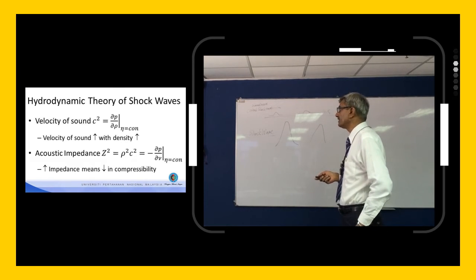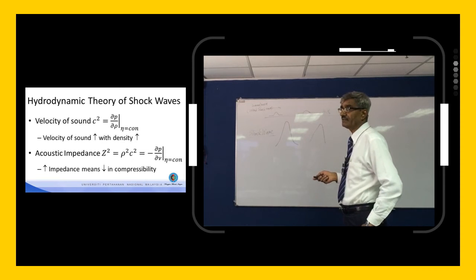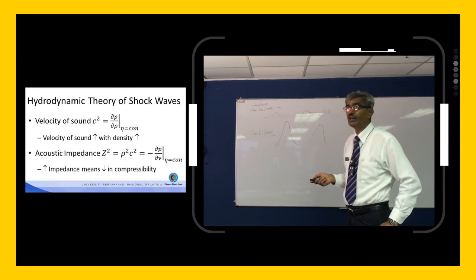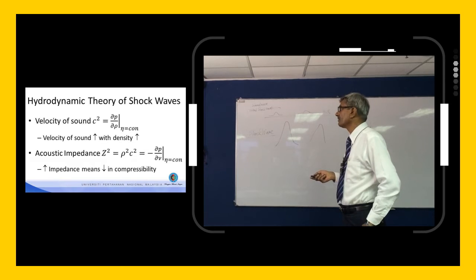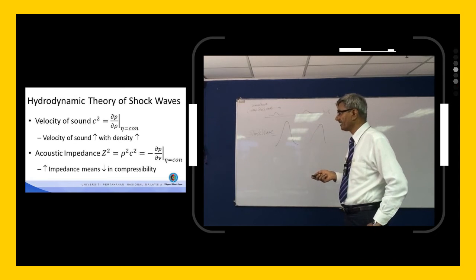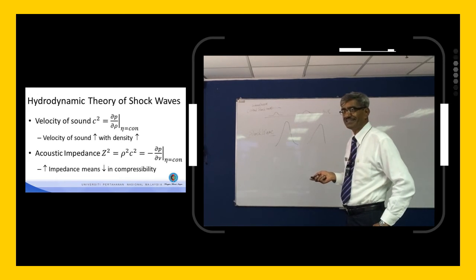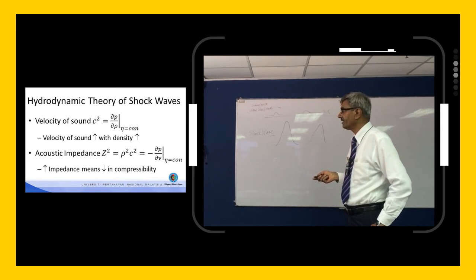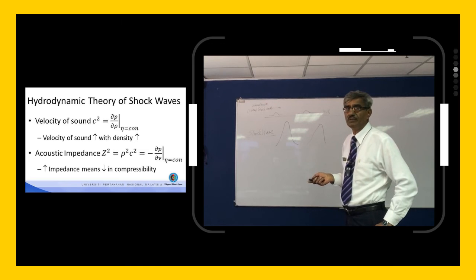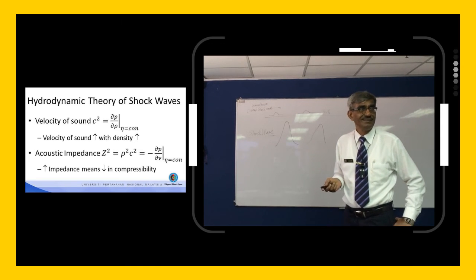Okay, this acoustic impedance Z is the product of density times velocity of sound, or it may be velocity of shock wave. Impedance increase means if we have larger impedance, it means that the medium is less compressible. So if the impedance is higher, the compressibility is low. A very simple example.